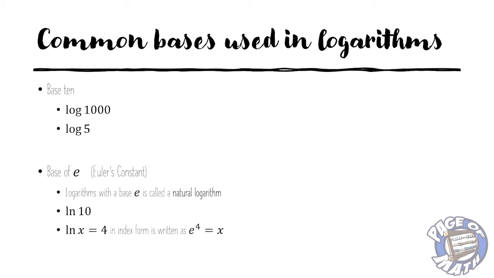Another common base is e, which is called Euler's constant, which is a special constant in mathematics, and it is also an irrational number. Logarithms with a base of e are usually called natural logarithms, and it will be written in the following form. Instead of log base e, we simply write ln. So ln 10 is said to be the natural log of 10. That function you will also find in your calculator.